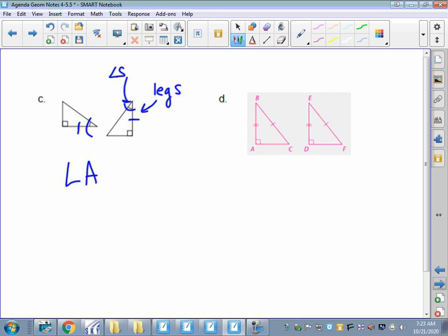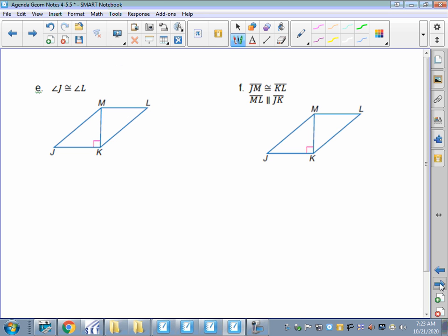Let's skip over to some weird ones. Let's do F. I think we should be good with F. Because notice I give you a little bit of direction on the side. I've got nothing marked on this diagram. So it says that JM is congruent to KL. You've got to read the directions. So I'm going to single dash those. It says that ML is parallel to JK. I'll put the little parallel signs on there.